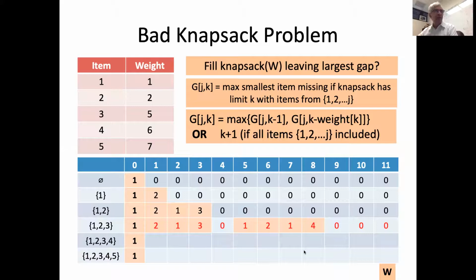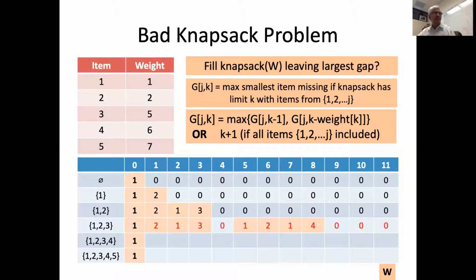Now, what happens if my capacity is 6? Well, I could do the following. I could add the third item and the first item. That would fill it up to capacity. I cannot put item number 2. So therefore, the first item that's missing is number 2. Now, what about 7?